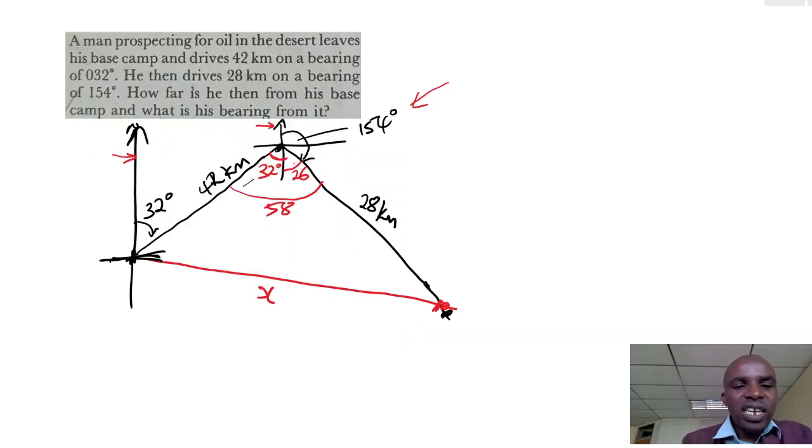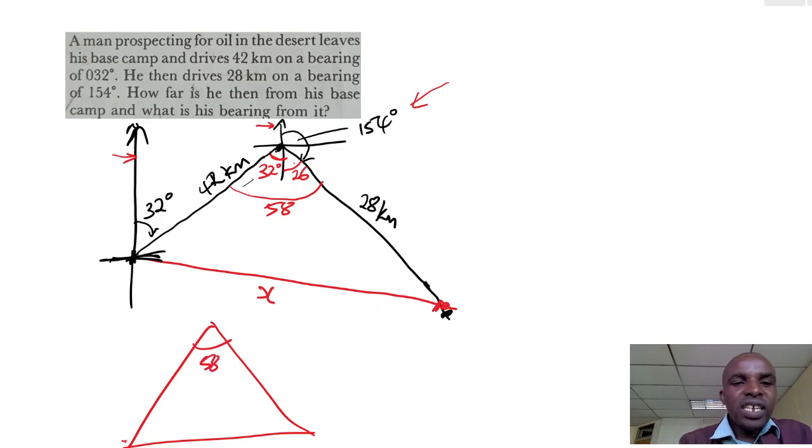Now I have my nice triangle, with my angle here, 58 degrees. Then this one is 42 kilometers, and this is 28 kilometers. This is the triangle that I have now. I have to find this side, which is x.